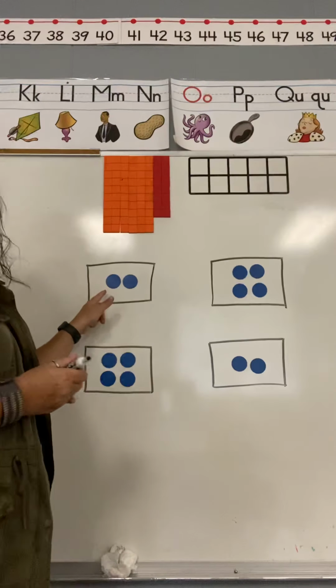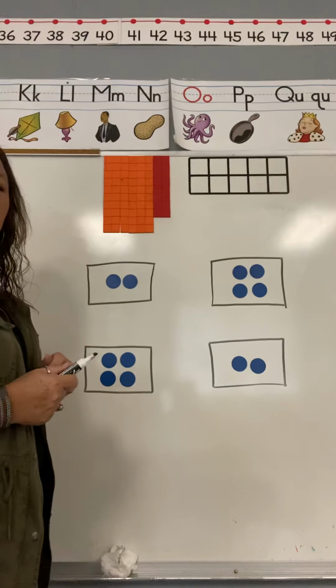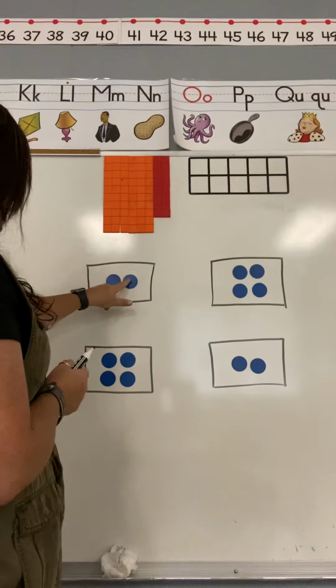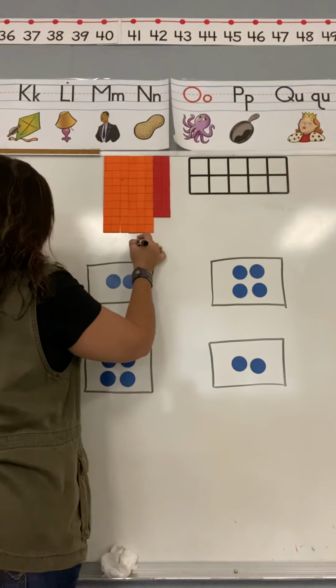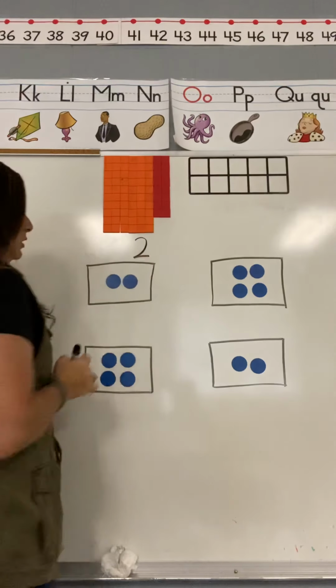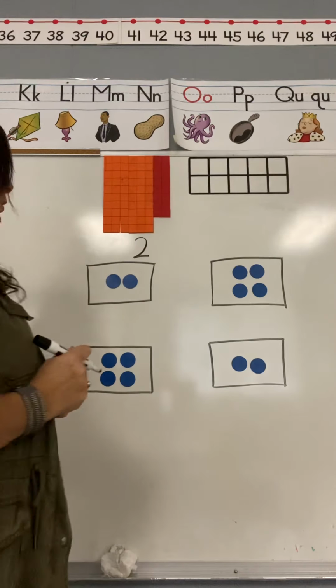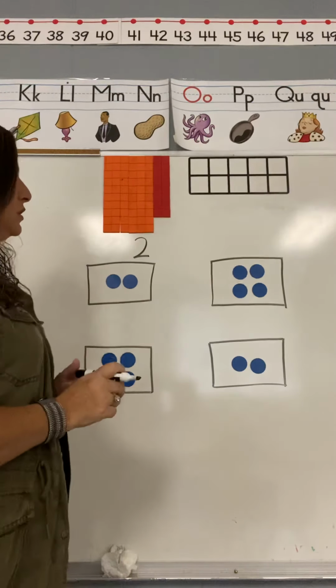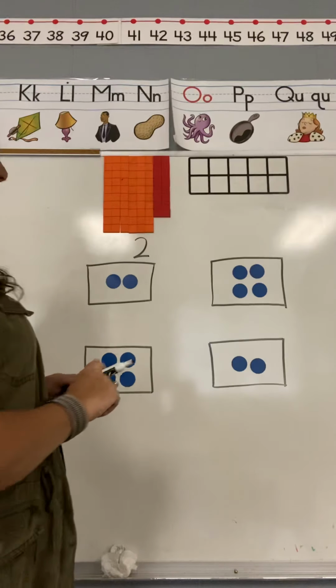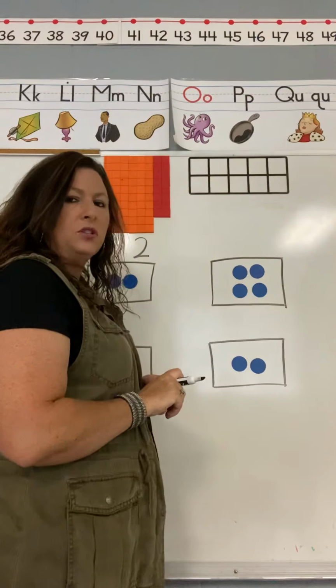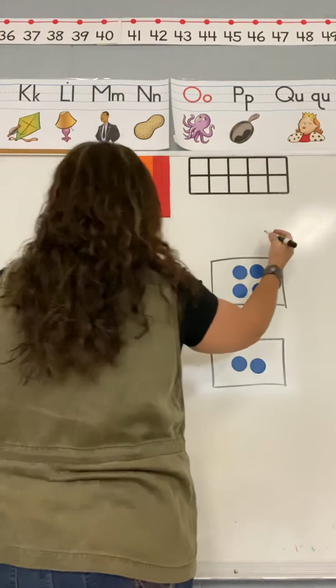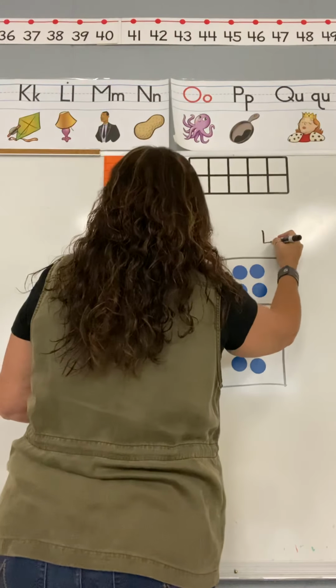So let's look at this first one. My first square. How many circles are in my first square? Let's count them. 1, 2. 2 circles inside my first square, right? I'm going to put the number 2 right here. There's 2 circles in that square. Okay, let's go over here to this one. How many circles are in that square? Let's count them. 1, 2, 3, 4. How many circles are in the square? 4. So I'm going to put a 4 above this square.